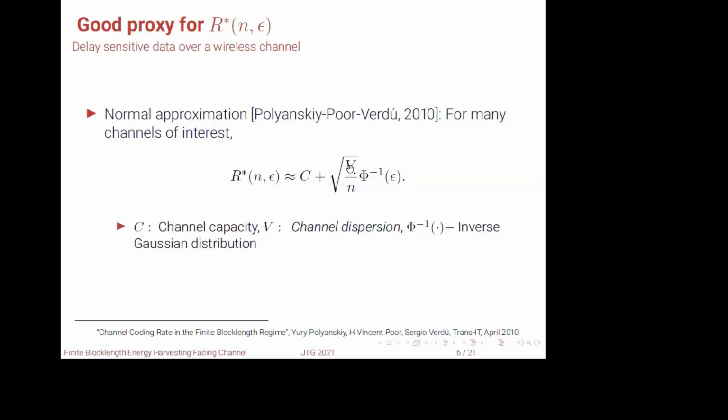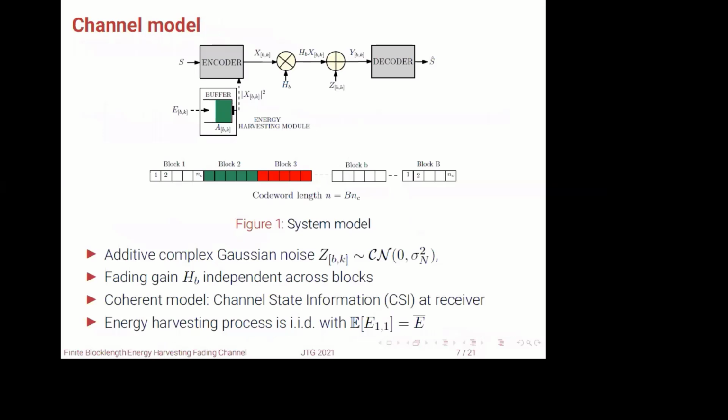And this channel dispersion, which we will see later, is actually a variance proxy for the channel, much like capacity is a mean proxy for the channel. Say for a discrete memoryless channel, we know that the capacity is the mean of a certain log likelihood ratio. So this channel dispersion is a variance proxy for the channel in that sense. Now this is the general result, and we would like to obtain similar results for this channel that we show here. Now say S is the message that we would like to transmit. It is chosen uniformly randomly from a finite set.